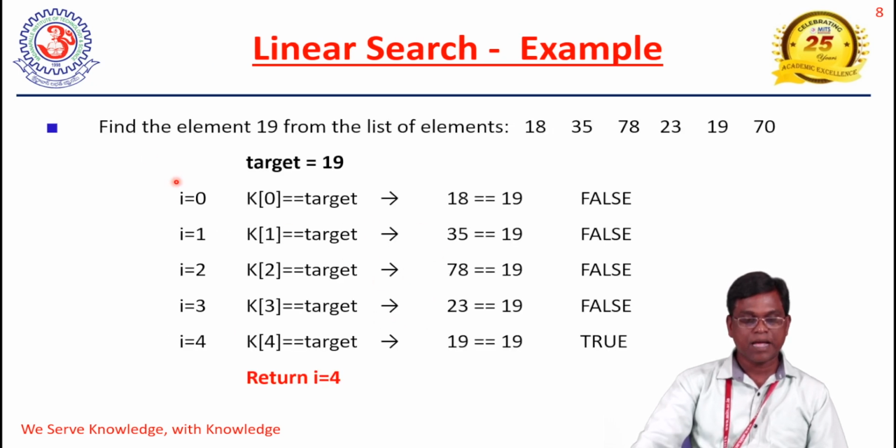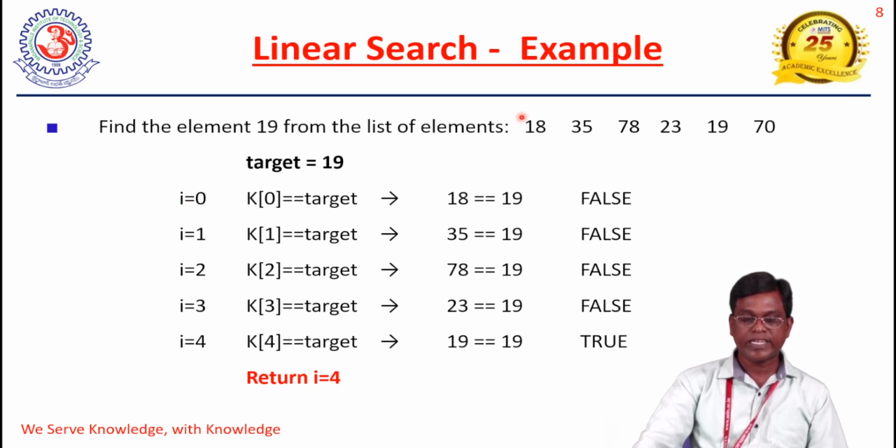And here is an example for understanding linear search. Let us consider the list of values 18, 35, 78, 23, 19 and 70. In this list, I want to search for the element 19. Now the process goes like this. Initially, we consider the search element 19 as the target element, and we search one by one in the given list of elements. As I said in the previous algorithm, we take the index value starting with i equal to 0, and array of 0 we compare with the target element.